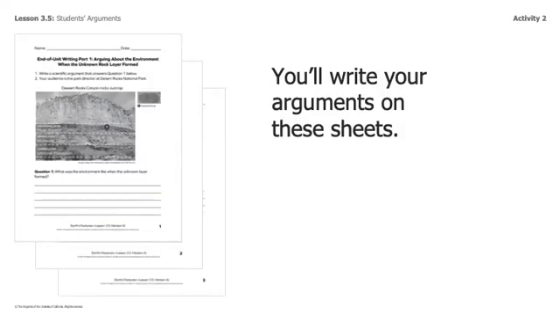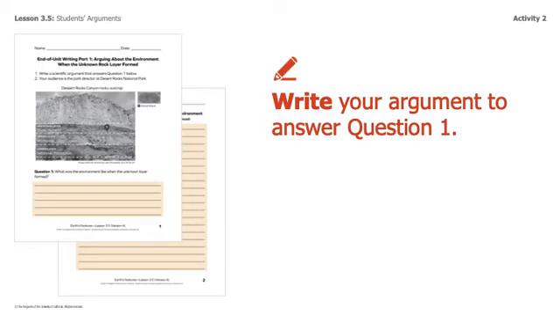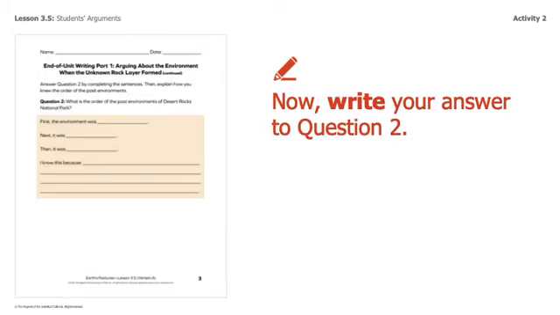Okay? This is what your argument sheet is going to look like. You'll write your argument on these, or you will write them by hand and submit them to me via email or Class Dojo. Use these sentence frames to connect ideas and to support the claim. The data shows, I know, and this means that. This language makes it very clear to the people reading. Okay? You're going to write your argument to answer question number 1. And then you're going to write your answer to question number 2.